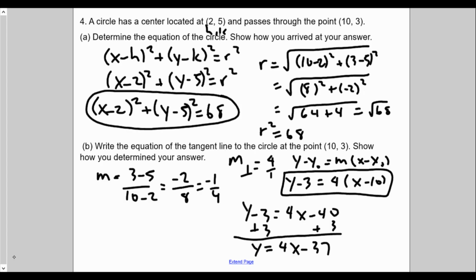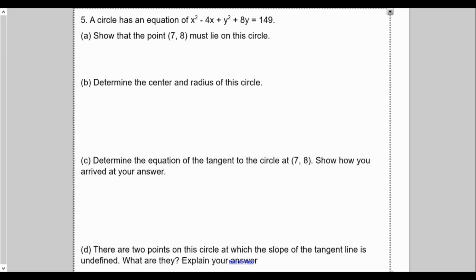And now for question number 5. A circle has an equation of x squared minus 4x plus y squared plus 8y equals 149. Show that the point (7, 8) must lie on the circle. Okay, so I'm going to plug into the equation.